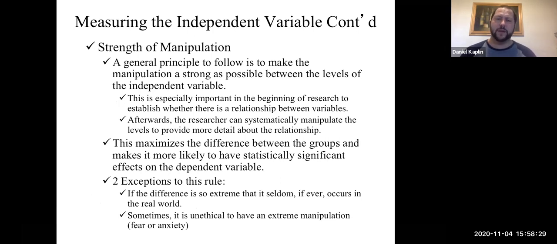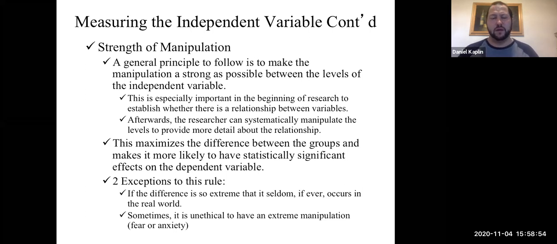The first thing you want to think about is the strength of your manipulation. Ideally, you want to have the maximal difference between the 2 levels of the independent variable as possible. The rationale is that if you have 2 extremely different groups and there is something to be found there, or there are significant findings, you're going to have more sensitivity when they're worlds apart than if they're closer. Now, you want to maximize the difference.